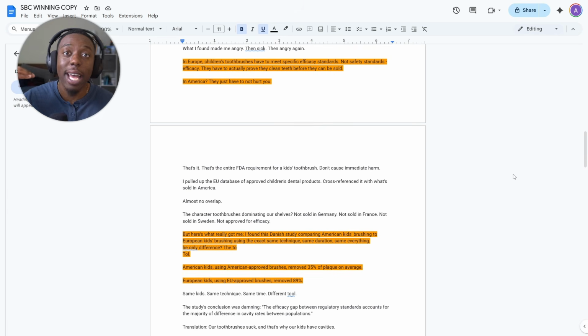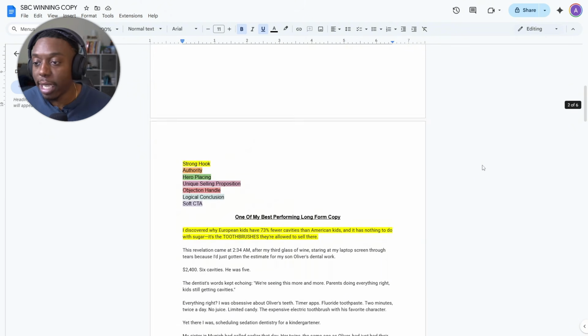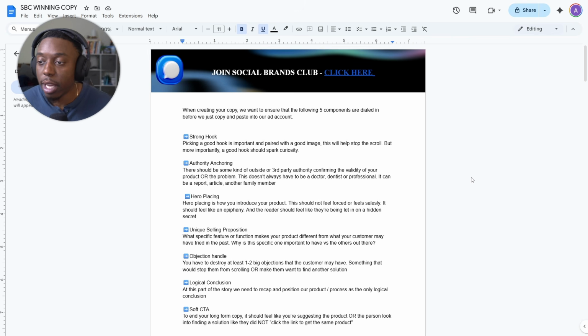I'll also link you this exact document here, which is basically my copywriting playbook that I put together after spending hours and weeks and days and months putting together and testing so many different variations of long form copy. Let's actually just dive in by going over what makes good native image ad long copy.